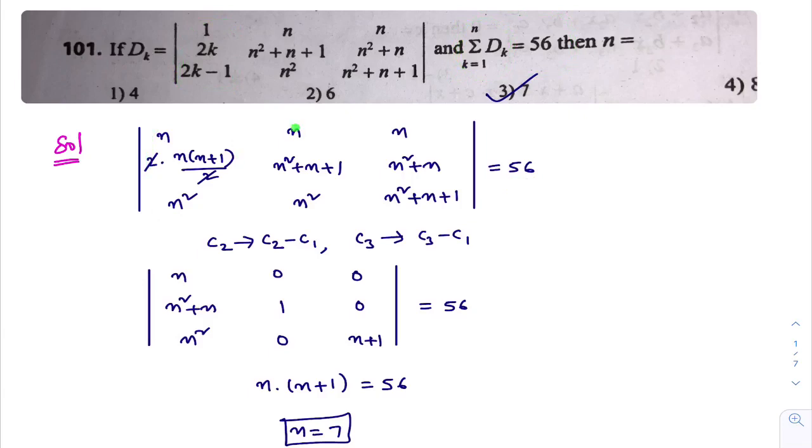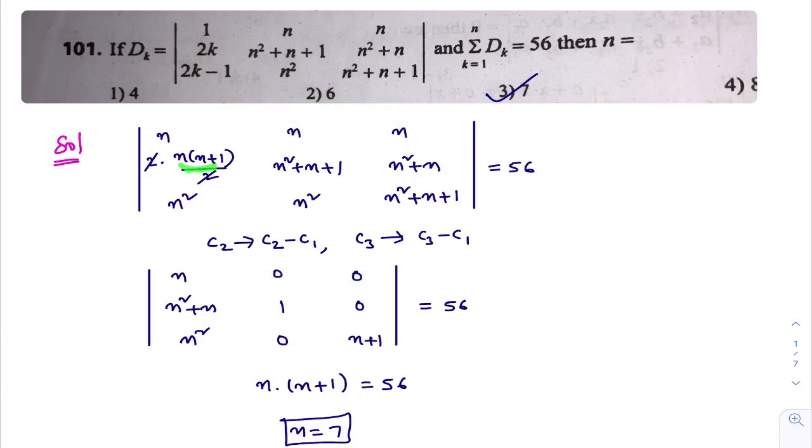Now you see here n is there, here n is there, here n is there, here n is there. What I'll do, I'll make this 0 by using this element. I'll make this 0 by using this element. I'll go with this operation. C2 changes as C2 minus C1. C3 changes as C3 minus C1. N minus n, that is 0. See here, n minus n, that is 0.